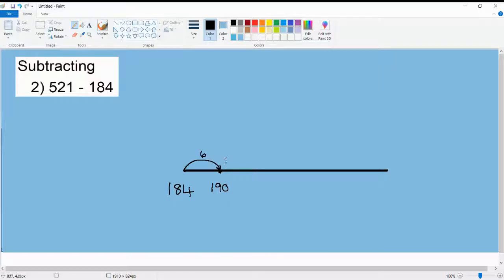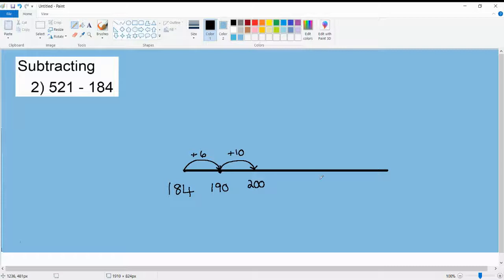Okay. And then we go up to the next hundreds. So we've gone to the tens, the next hundreds, and that takes us up to 200. And we have to have increased that by 10. So far we've added 6 and we've added 10 and we're at 200.